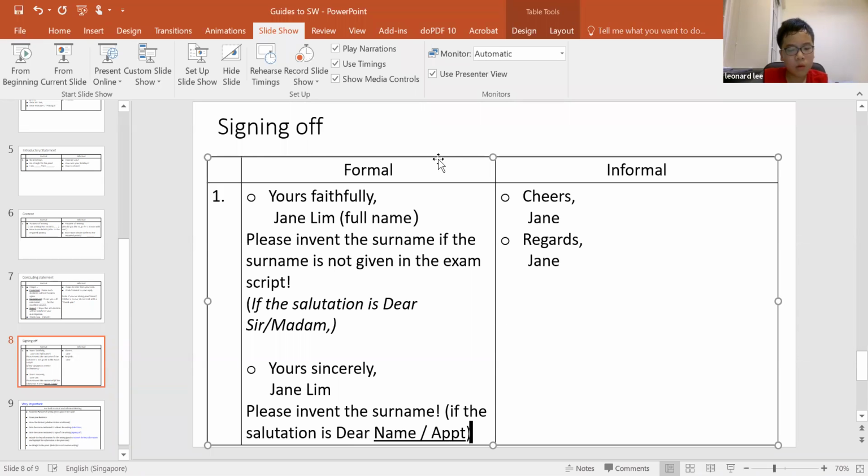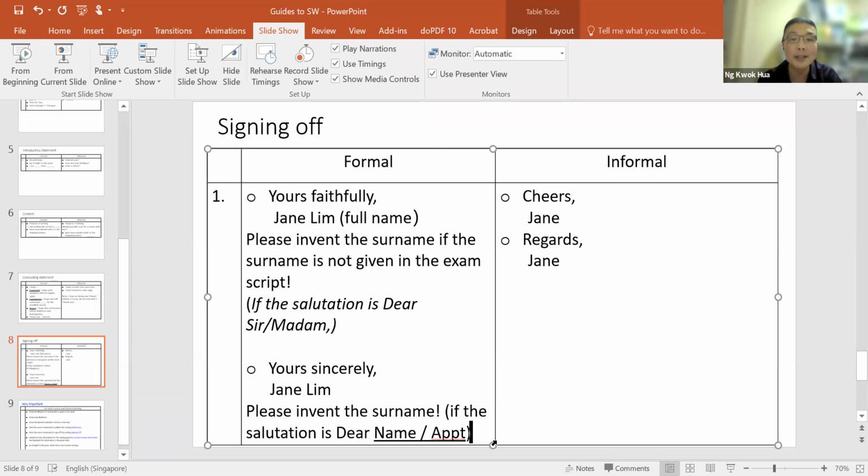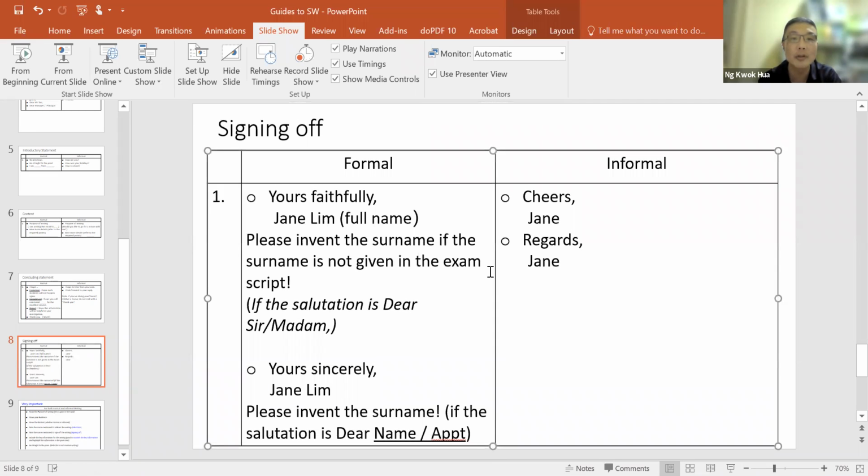Any questions so far for formal? At this point in time, I want to make sure you understand. This is quite a crucial part where a lot of children always make mistakes. Any questions so far? No problem, so I shall move on, okay?